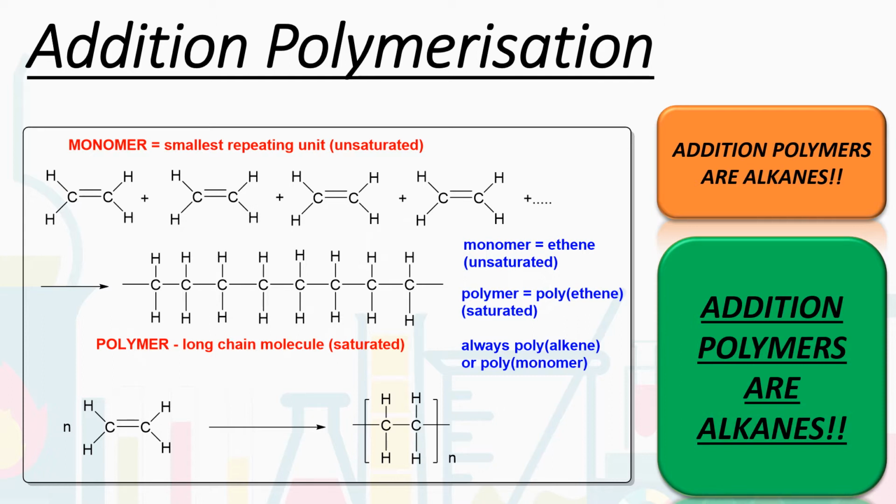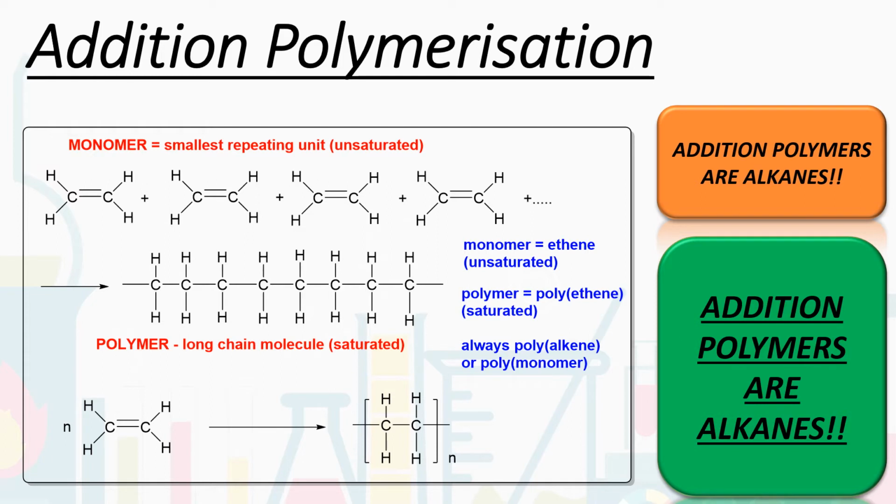Now, the slightly annoying thing is the way they're named. In this case, the monomer was ethene, the polymer is called polyethene. Even though the polymer is a saturated molecule, it's named after the alkene. So it's always named as polyalkene or polymonomer. But it's really important to know that addition polymers are alkanes. They are long chain alkanes. They are made from alkenes and they are named after alkenes. So make sure that's clear.